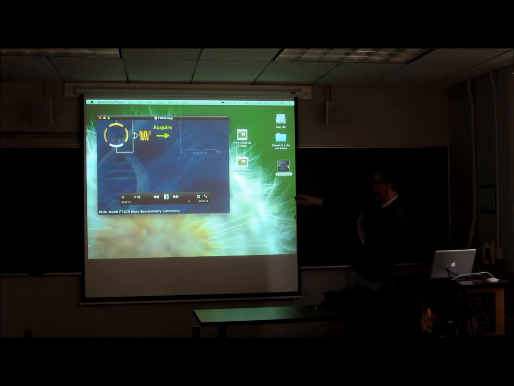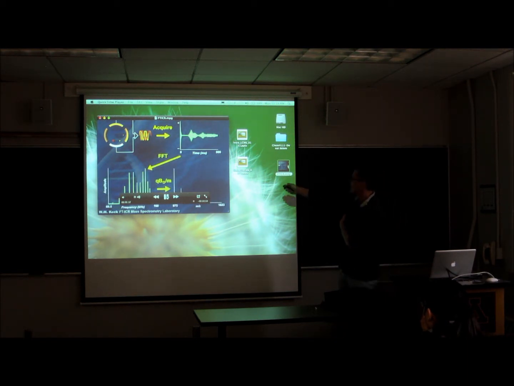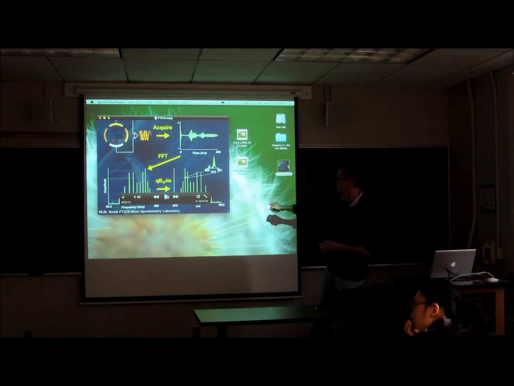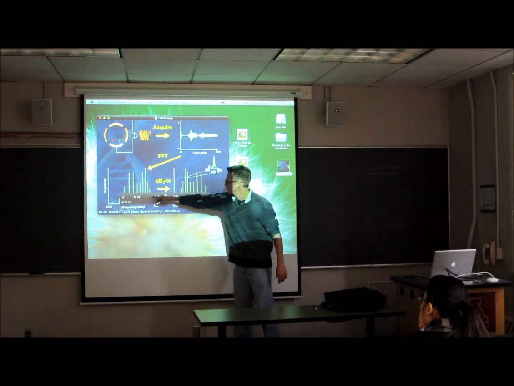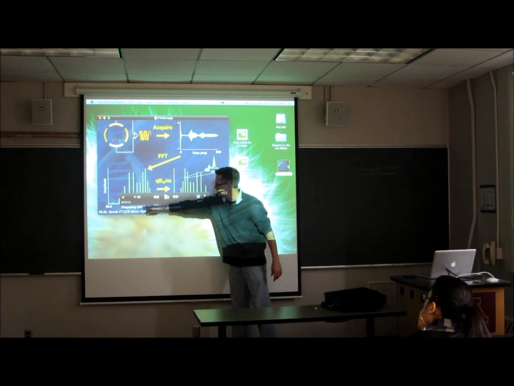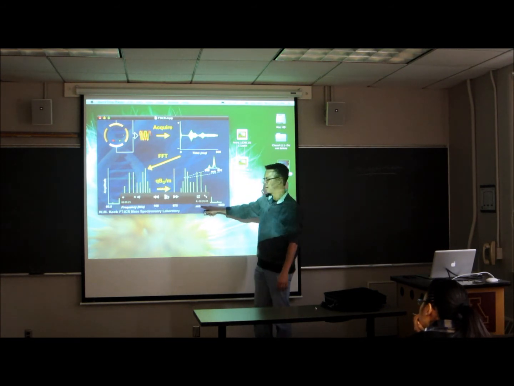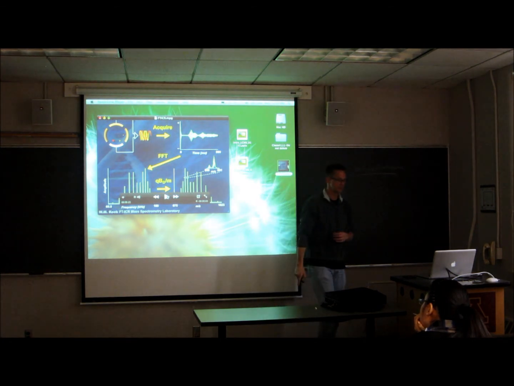You can then do a Fourier transform on that infinite set of sine and cosine waves and get a spectrum of amplitude versus frequency. And then because their resonant frequency is proportional to their mass to charge ratio, you can translate this amplitude versus frequency spectrum into an amplitude versus mass to charge ratio spectrum.